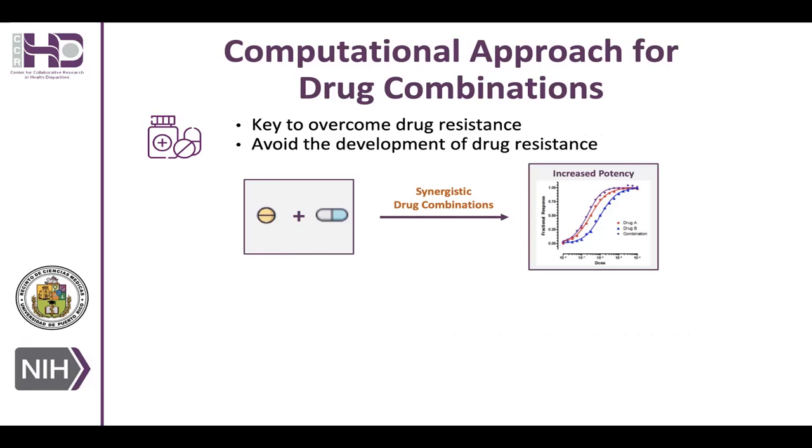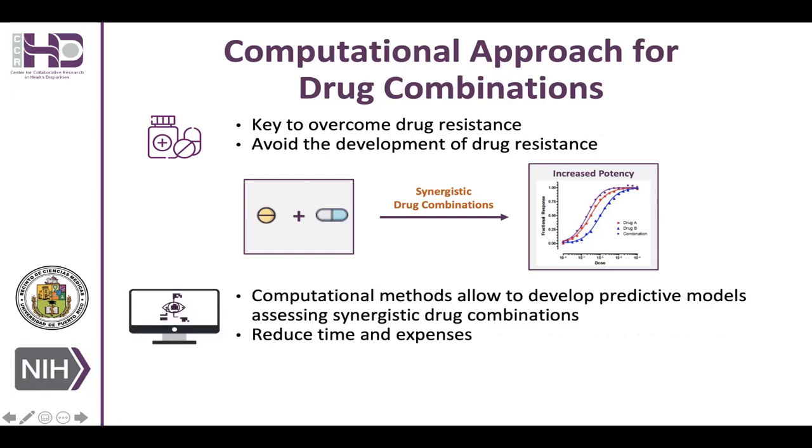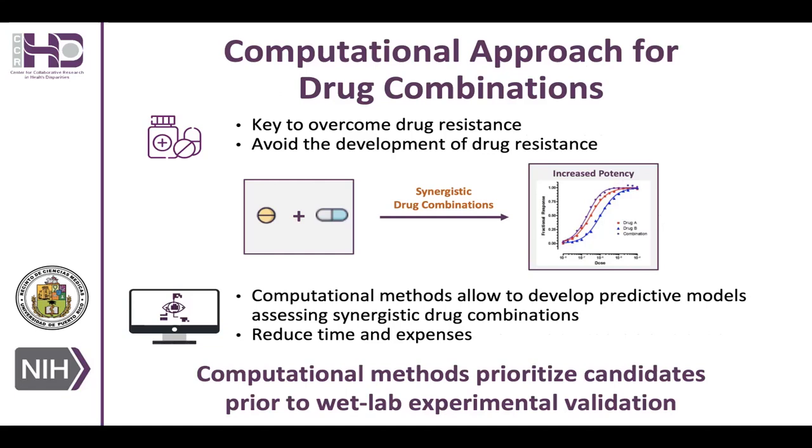Drug combination is a key to overcome drug resistance and to avoid the development and emergence of drug resistance. Drug combinations acting synergistically often result in increased potency over individual drug therapy. Computational approaches allow us to develop predictive models assessing synergistic drug combinations, which translates into reduced time and expenses associated with standard experimental screening. Therefore, computational methods prioritize candidates prior to wet lab experimental validation.